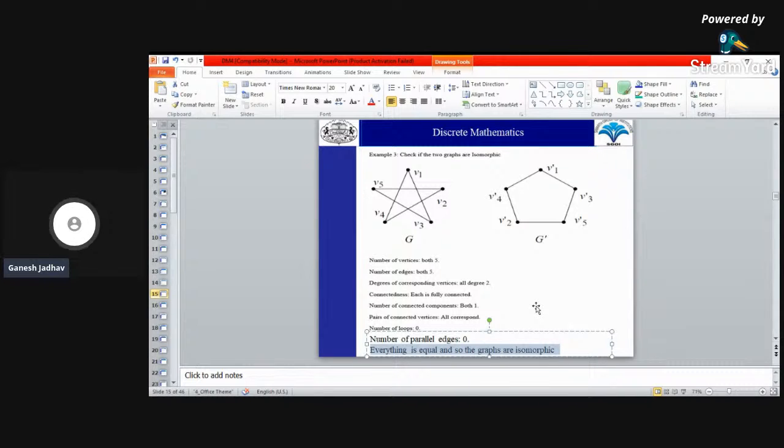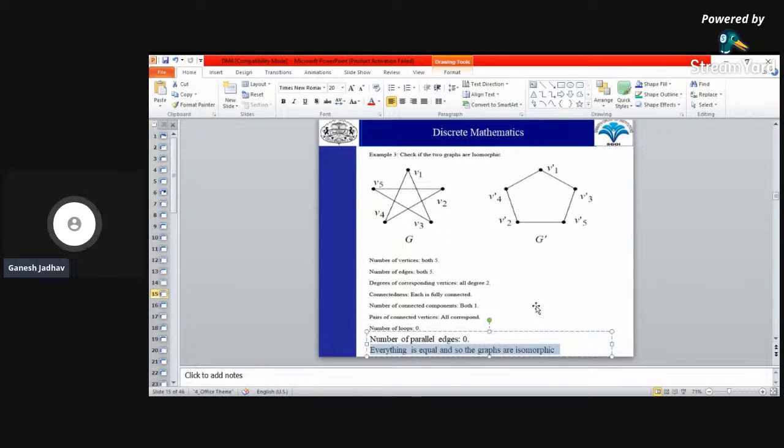Because the number of vertices is the same, the number of edges is also equal, and the degrees of all vertices are the same. This is fully connected, the number of connected components is one in both, and the pairs of connected vertices all correspond to each other.